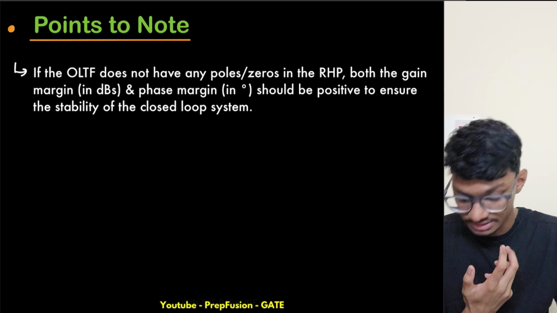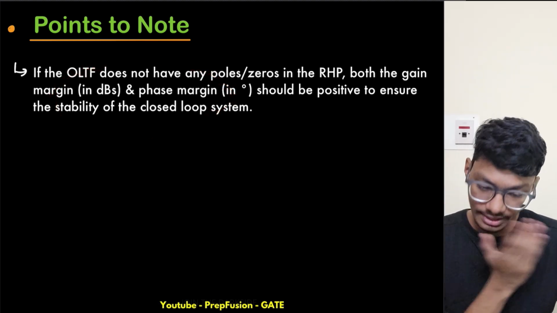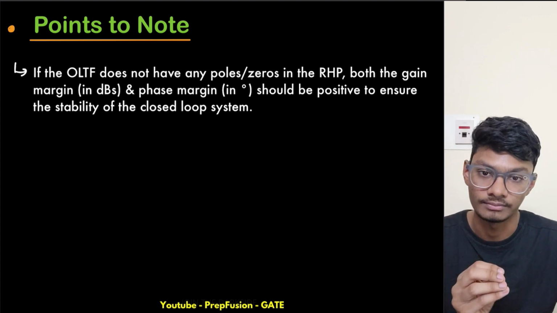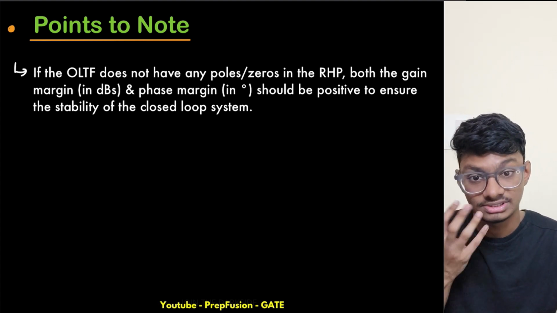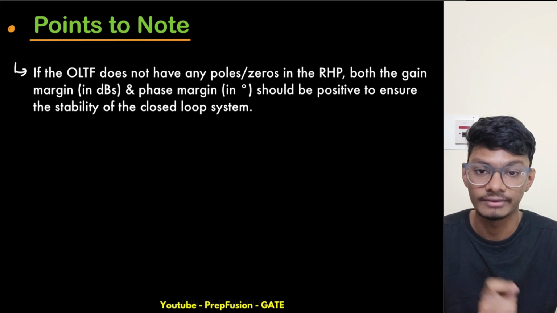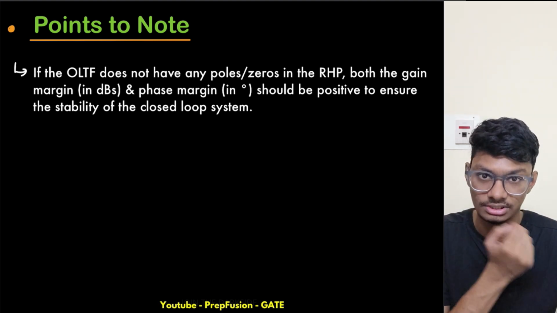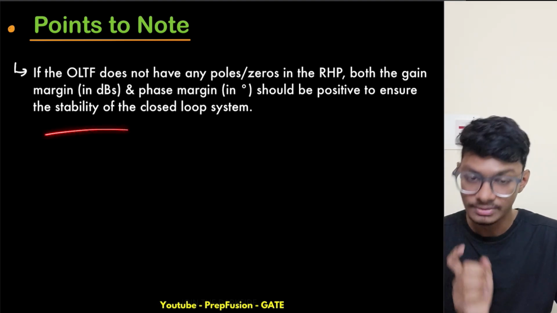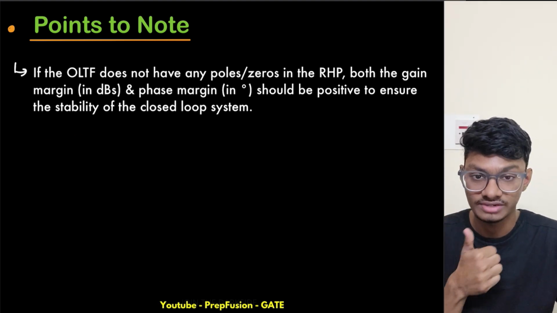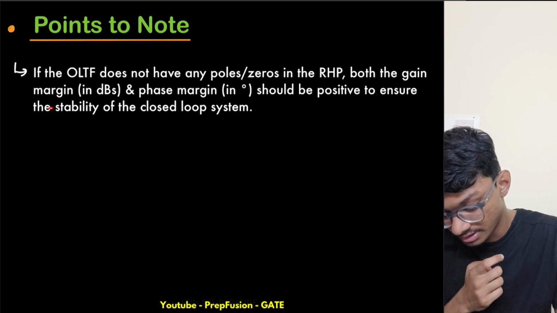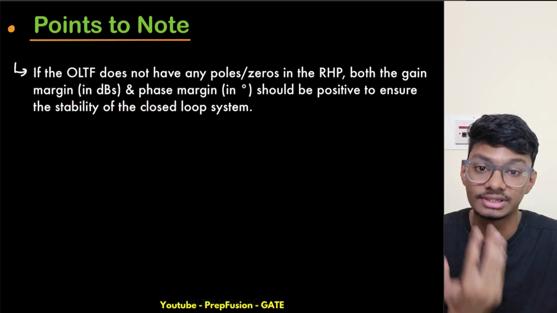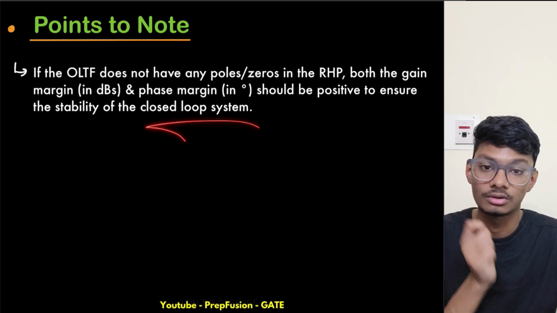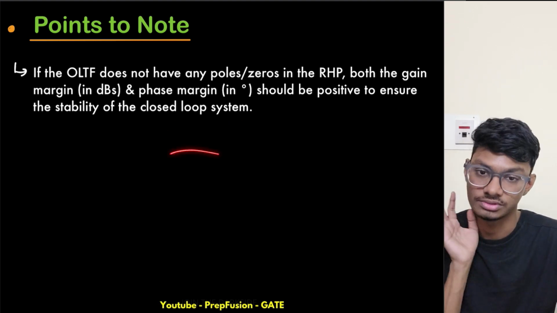We'll understand this stability condition at a later stage. We are just getting started with the relative stability parameters and how to find them. How to find the stability with the help of relative stability parameters, we'll understand in the next few lectures. For now, this is true: if both gain margin in dBs and phase margin in degrees are positive, then for 100% sure my closed loop system will be stable.